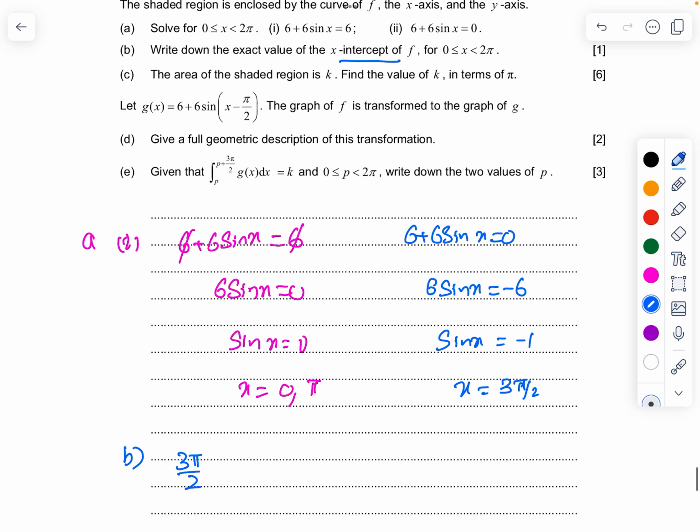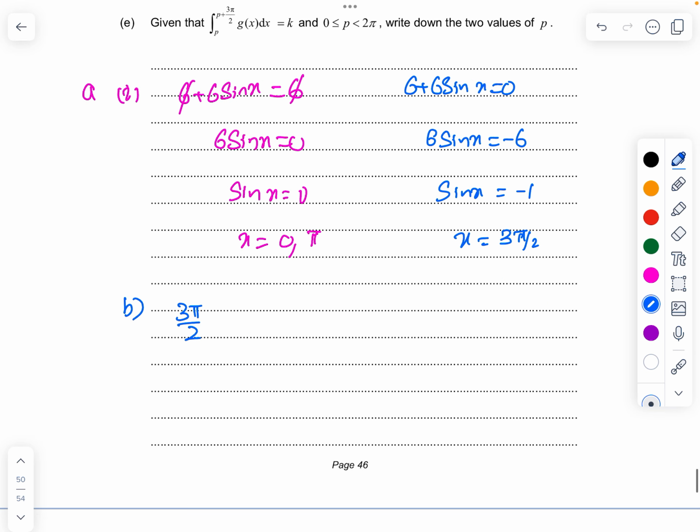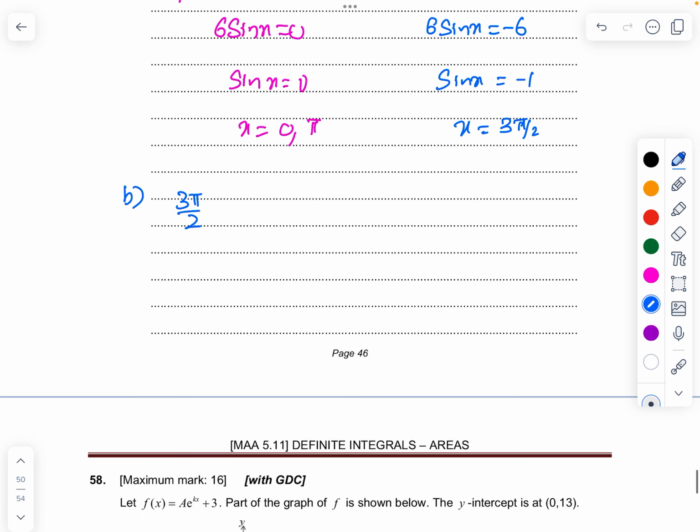The area of the shaded region is K. Find the value of K in terms of pi. So area K equals the integral from 0 to 3 pi by 2 of 6 plus 6 sin x dx.